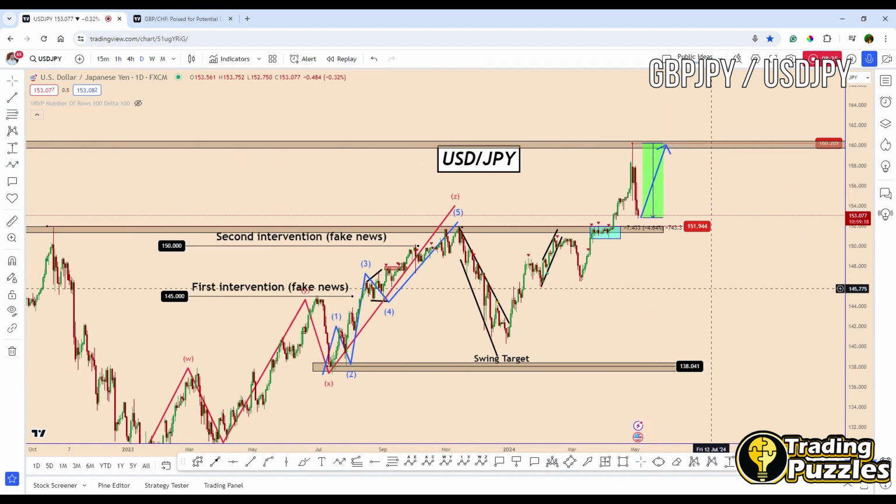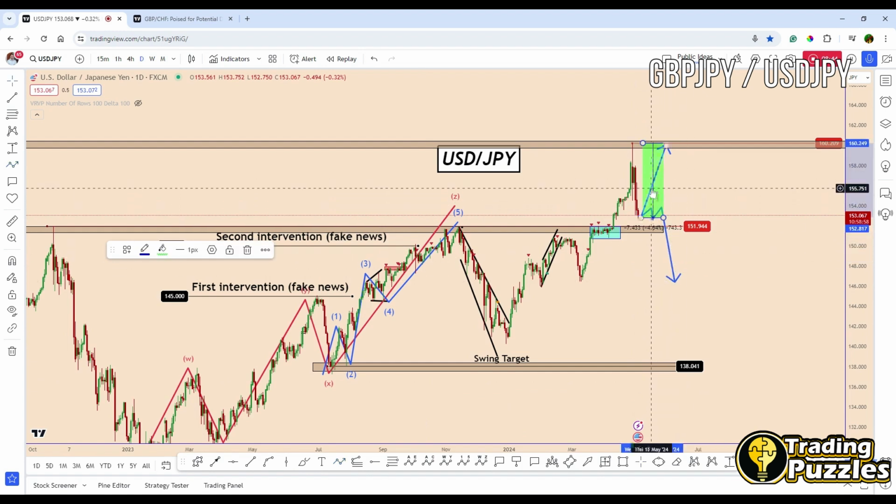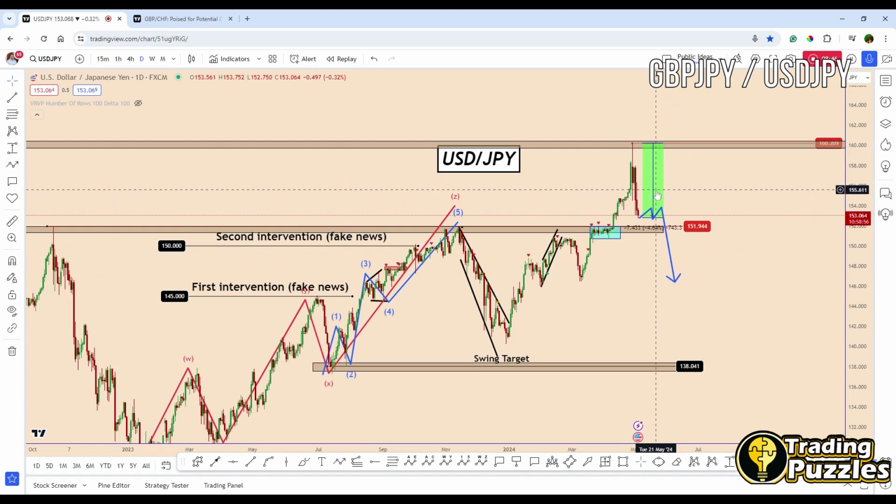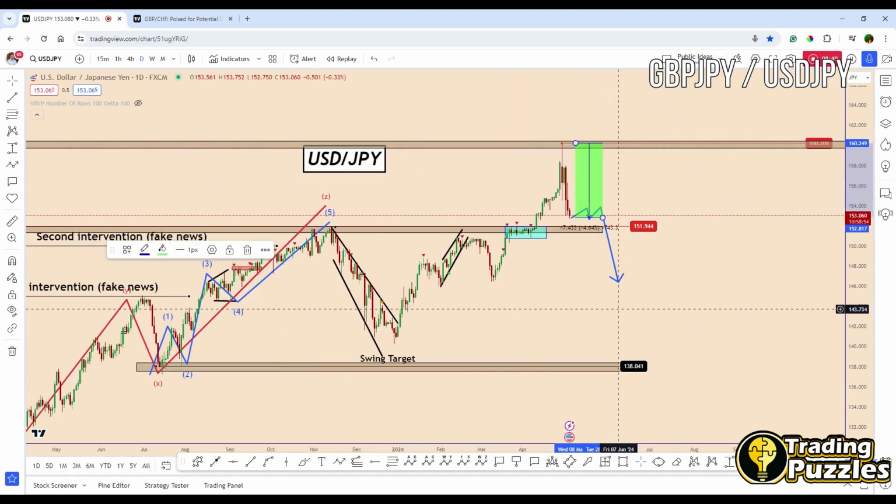However, considering that we have also the non-farm payrolls data today, and we already had the FOMC meeting, we have to take into consideration that we may see the bearish wave happening, but it will be related to the USD rather than the yen pairs.